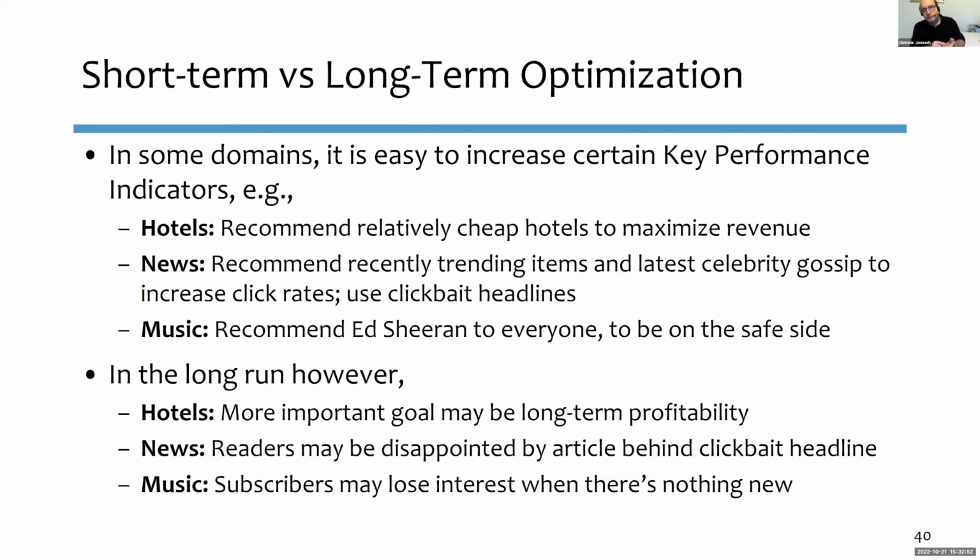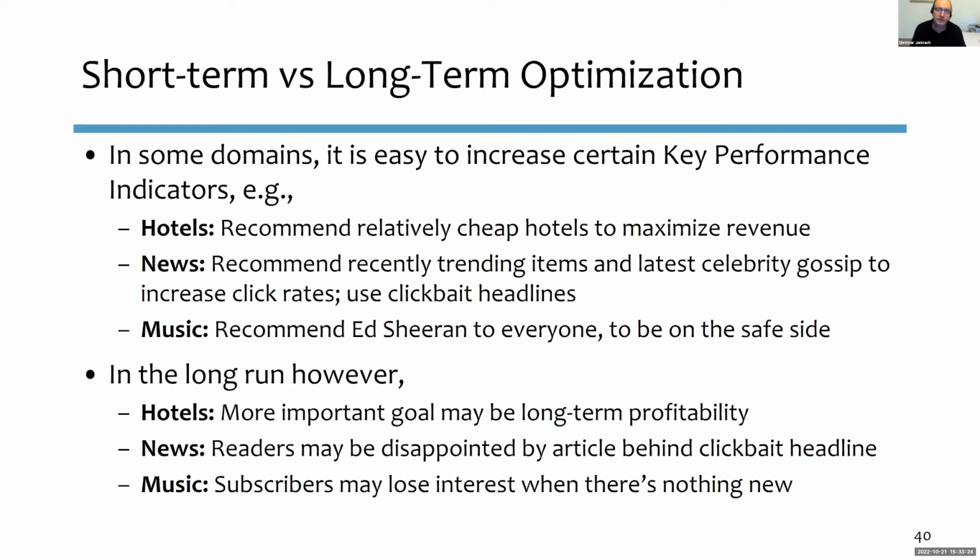So the background here, and I think this is quite obvious, is that in some domains it may be easy to increase the key performance indicators of the organization. And I have these 3 examples. For hotels, and I know this is an oversimplification and doesn't hold for every platform, on a hotel booking platform, you might recommend relatively cheap hotels to maximize the revenue. Right? So people purchase discounted things maybe.